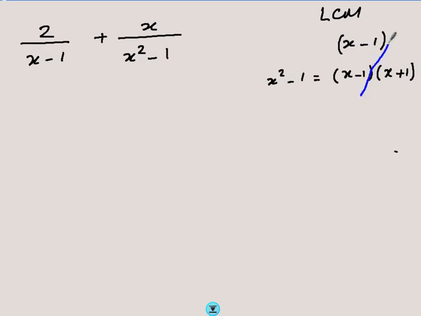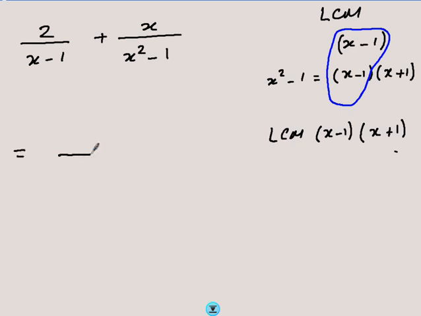Those two are common between the two denominators, so the LCM will contain one of them, and everything else that's left is taken into the common denominator. Therefore, the common denominator is basically x minus 1 times x plus 1, which is this denominator.